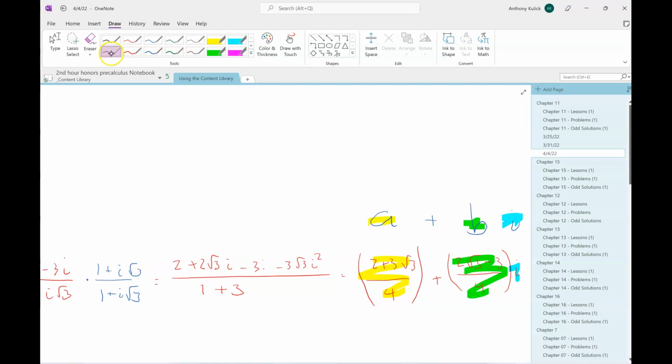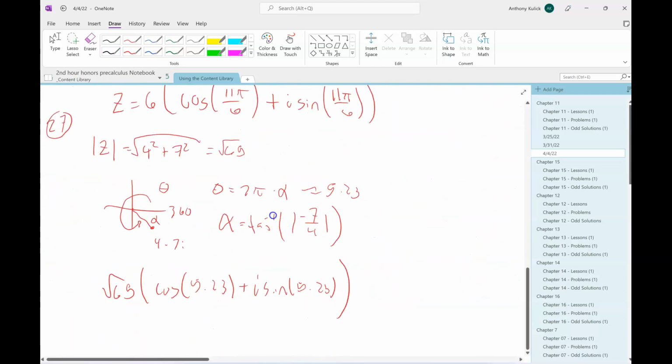Today, we're going to pick up where we had left off. So we are now in section 11.3.